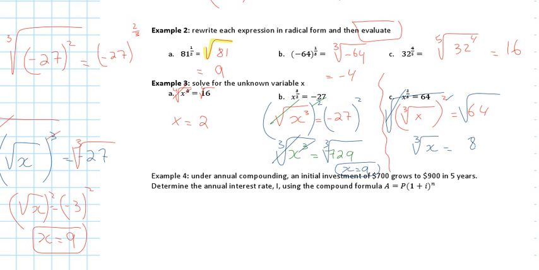What do you do to find x? Cube it. Raise it to the power of 3, because the opposite of cube root is cube. They cancel each other, and I'll be left with x equals, what is that? What's 8 cubed?